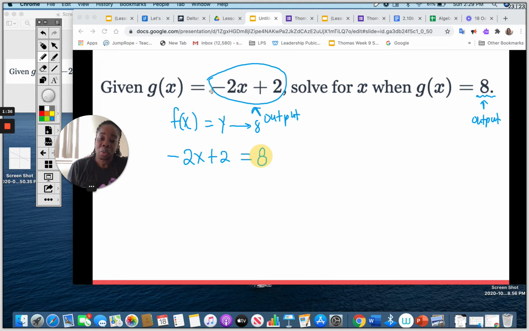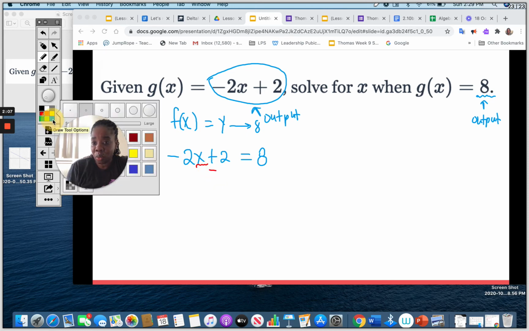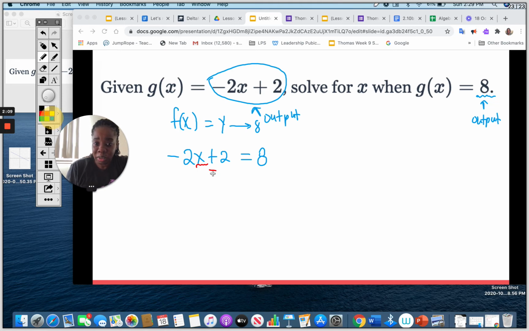Here, we're going to apply the rules of solving equations. So we know when we're solving equations, we have to use inverse operations. We will solve for x when the x is by itself. So the first thing we have to do is the inverse of adding 2, which is subtracting 2. And for an equation, anything you do on one side of the equation must be done on the other side. So that's what makes it an equation.